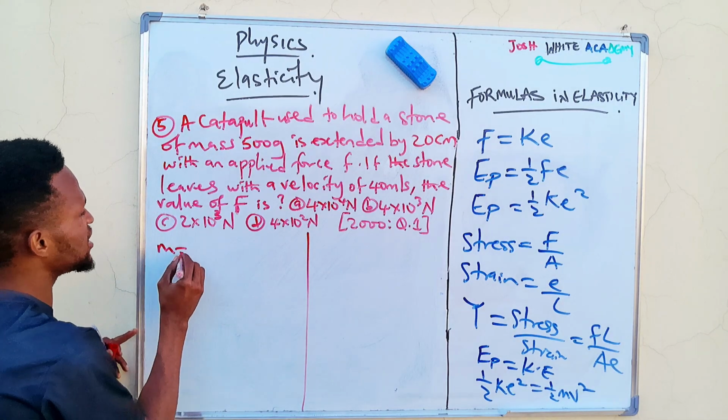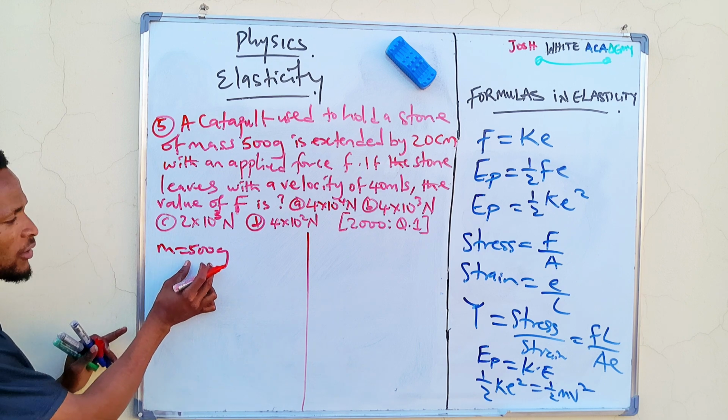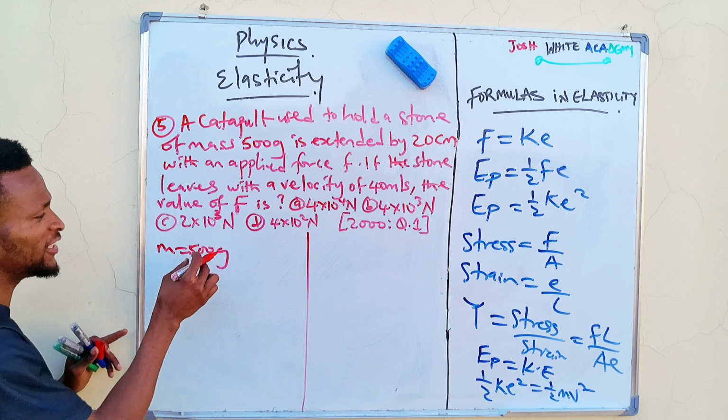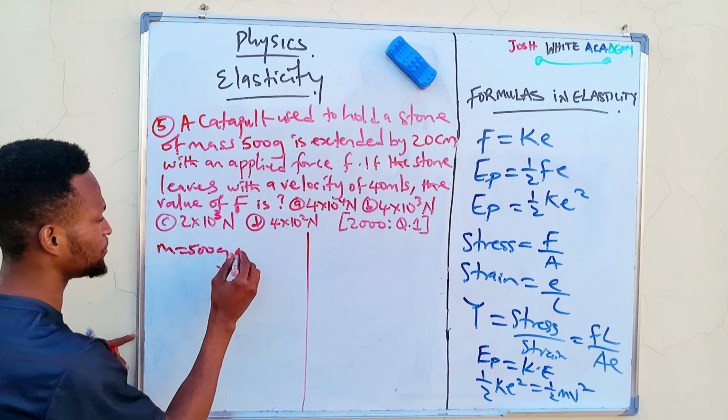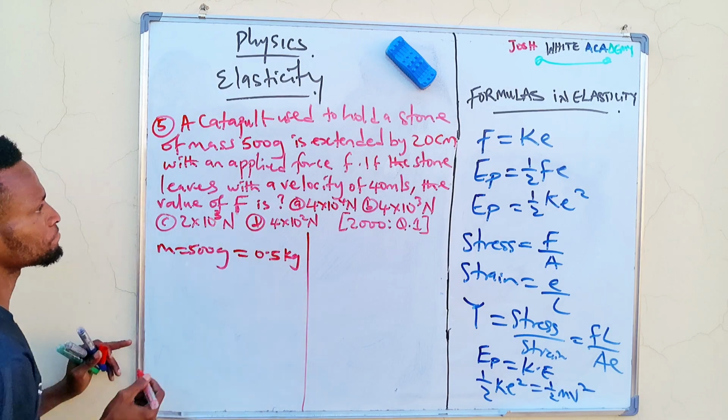Our mass is 500 grams. We need to convert this to kilogram. So from small to big, you divide it by the conversion rate, which is 1000. So this will give you 0.5 kg.